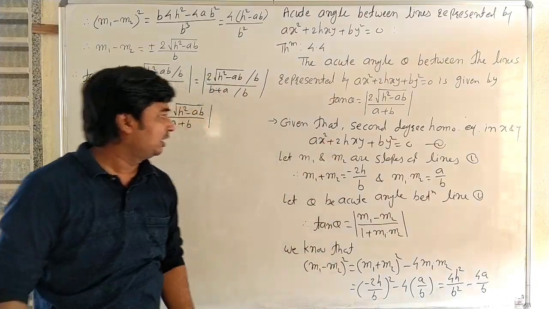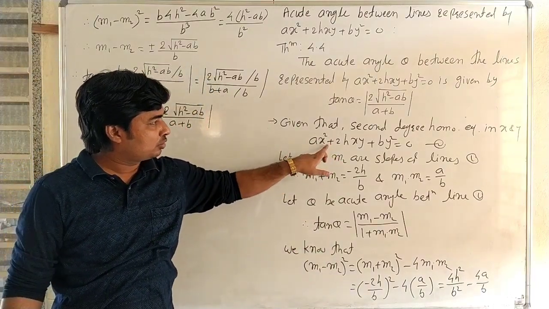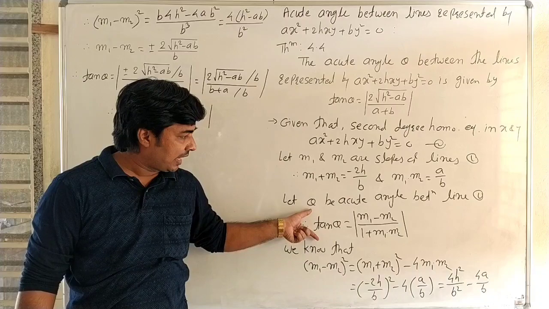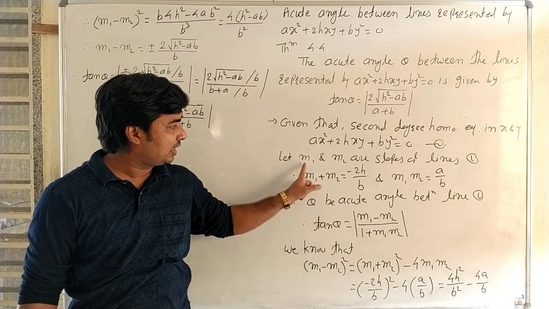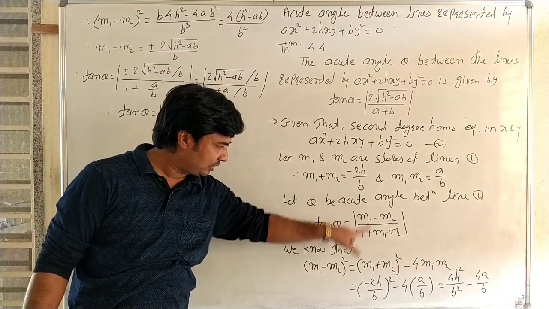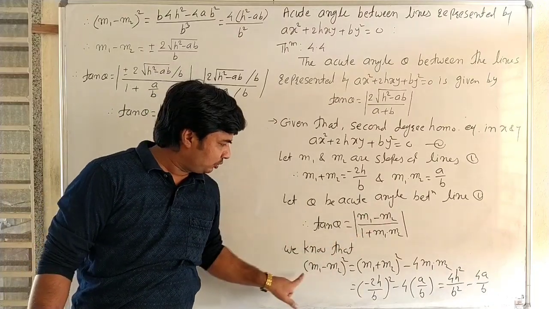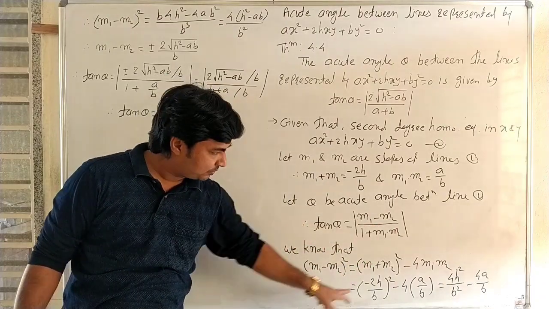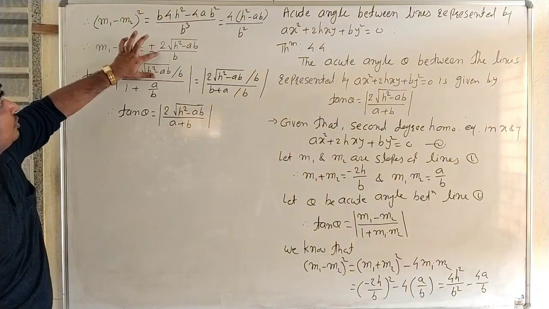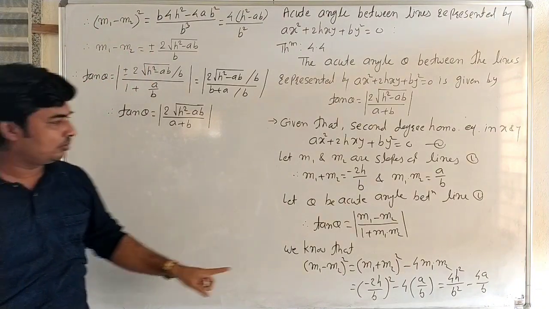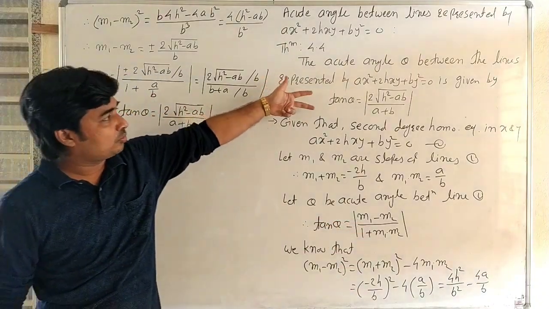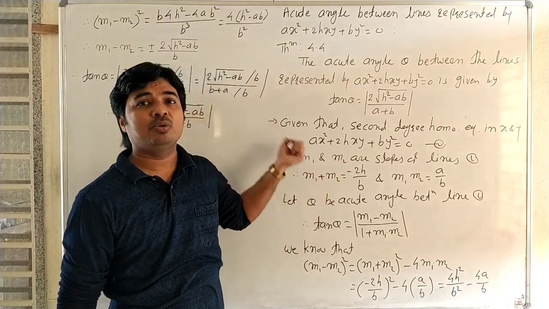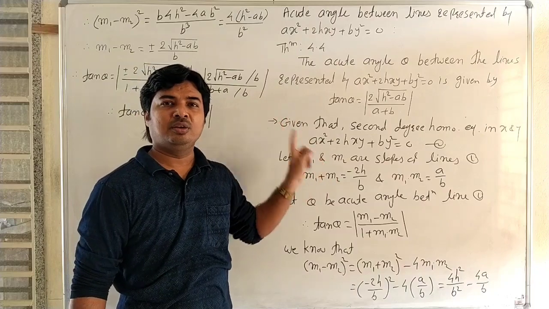Okay, see carefully. Here m1 and m2 are the slopes of lines represented by this equation. Then we know the sum of the slopes, the product of the slopes, and the angle formula for the angle between two lines with slopes m1 and m2. Then we find m1 minus m2: m1 minus m2 whole square is equal to m1 plus m2 whole square minus 4 m1 m2. Then take the calculation here, m1 minus m2 is equal to this term, and put in all the values, that is m1 minus m2 and m1 plus m2, we get the formula tan theta is equal to 2 under root h square minus ab upon a plus b. It is the formula for the acute angle represented by the second degree homogeneous equation.